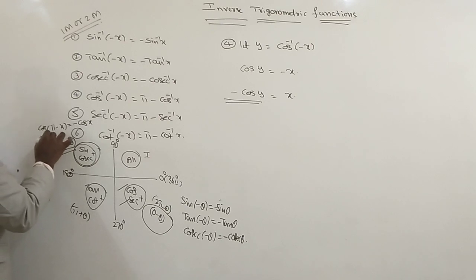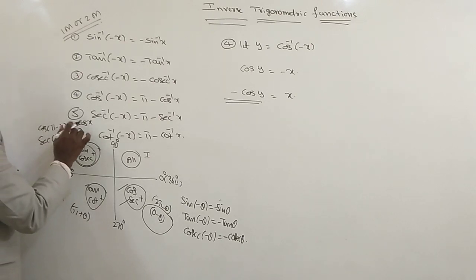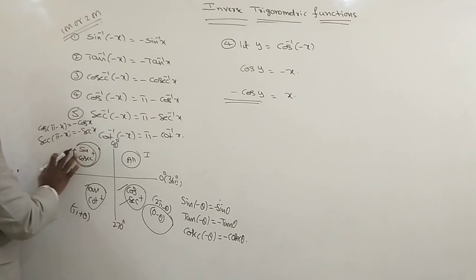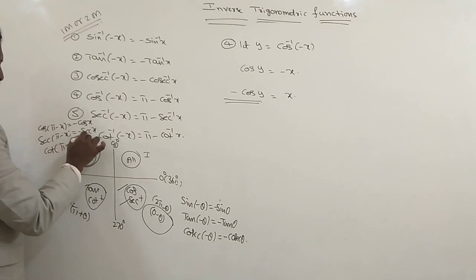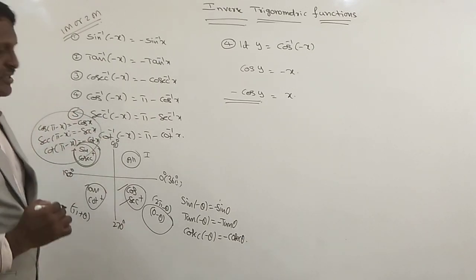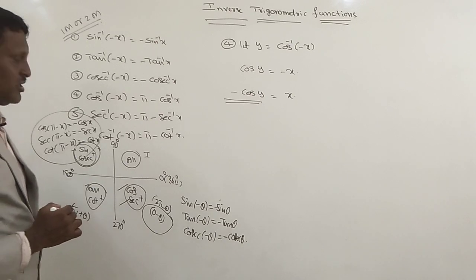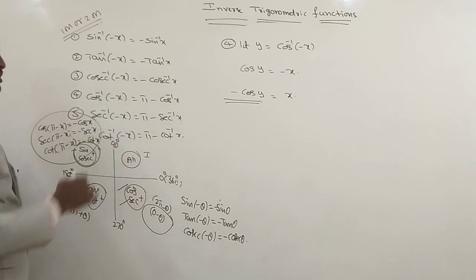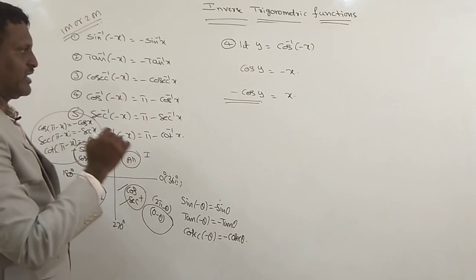Again, secant of pi minus x is equal to minus secant x. Again, cot of pi minus x is equal to minus cot x. So in the second quadrant, cos, secant, and cot, all three are negative. Using these three properties, I am going to explain.